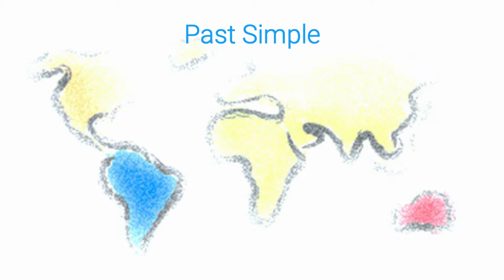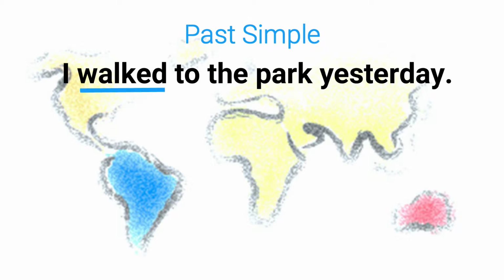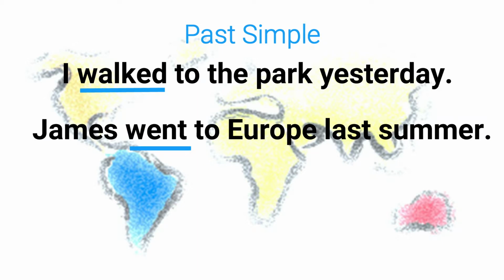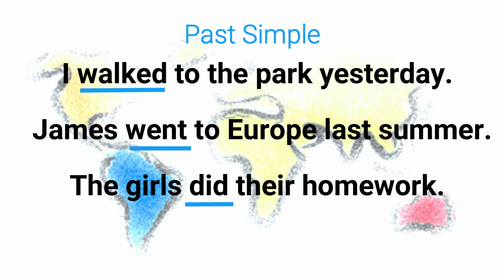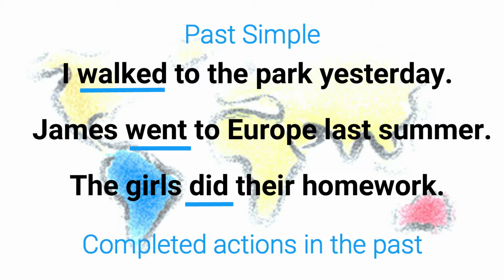Hey gang, today we're going to take a look at the past simple or simple past. For example, I walked to the park yesterday. James went to Europe last summer. The girls did their homework. These are all examples of actions that were completed in the past.